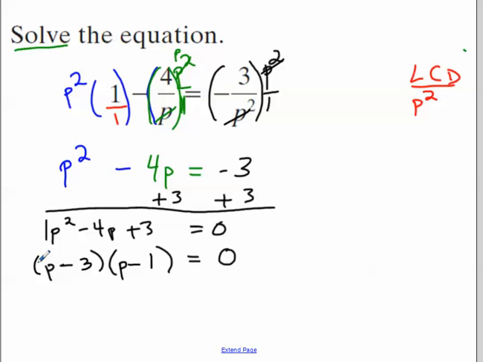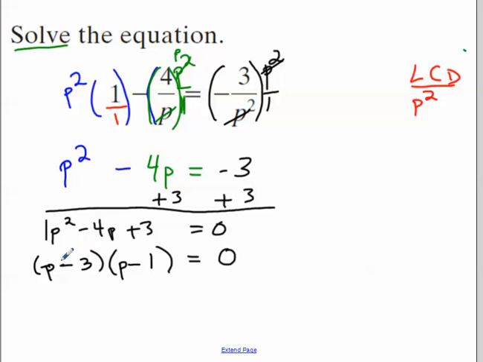And if we FOIL it out, first, outside, inside, last, first times first is p squared, that's okay. Inside terms are minus 3p, outside term is minus p. So minus 3p plus minus 1p gives me negative 4p, so that's okay. And now my last term, negative 3 times negative 1 is positive 3, so that all checks out, so I've factored it correctly. So now our multiplication is p minus 3 times p minus 1 equals 0.